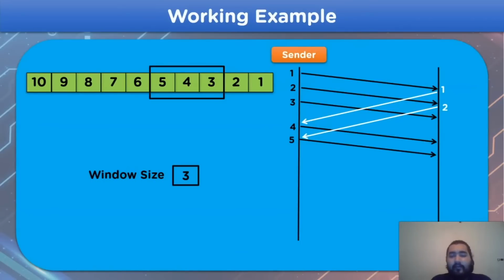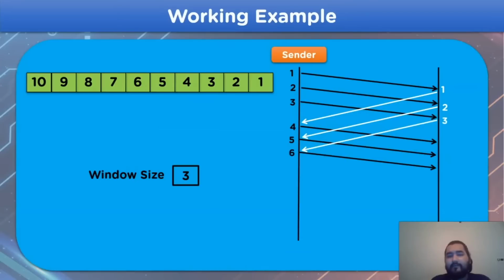Then again, for frame number 3, we'll send the acknowledgement from the receiver side to the sender side. And send frame number 6 from the sender to the receiver side. And a sliding window appears on frame number 4, 5, and 6.